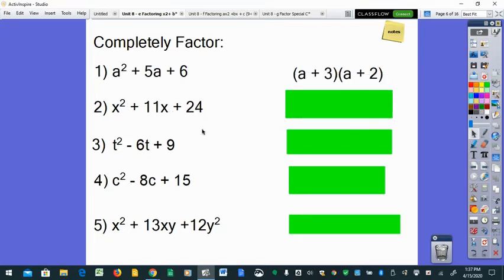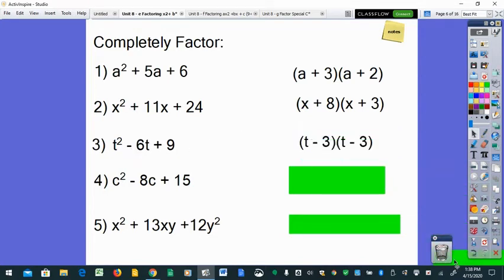24 is a bit of a bear because there's lots of pairs. 1 and 24, 2 and 12, 3 and 8, 4 and 6. So there are a lot of combinations with numbers like 24, 36, 48, and on and on. So anyway, how'd you do? Did you get the x plus 8 and the x plus 3? And again, the order doesn't matter on those two. This time, notice we have a negative b. So when that happens, notice that our two linear binomials have to also include a minus to get that b to be negative.